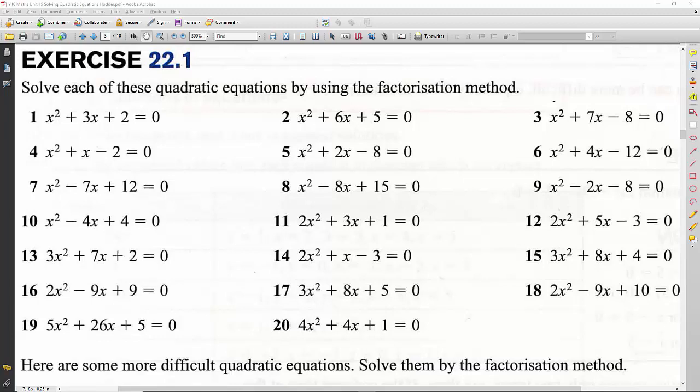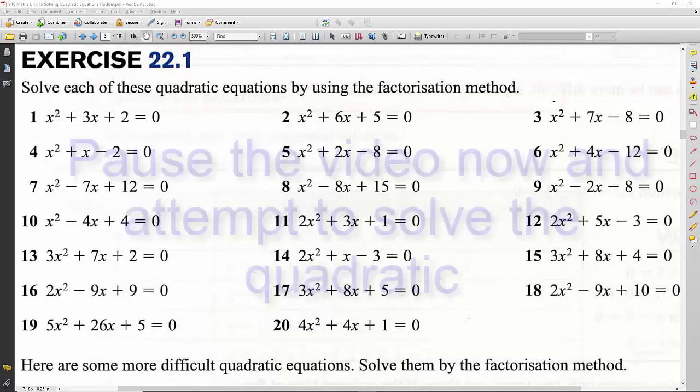Now the next one we'd like to have a go at is question number 13. 3x squared plus 7x plus 2 equals 0. So if you just pause the video again and have a go at solving that, two solutions for that, and then resume the video when you've got your solutions to check.